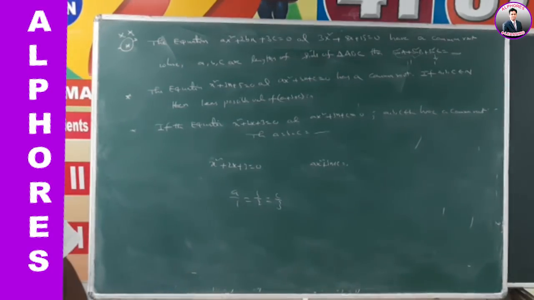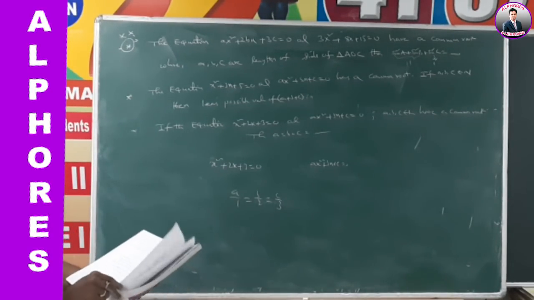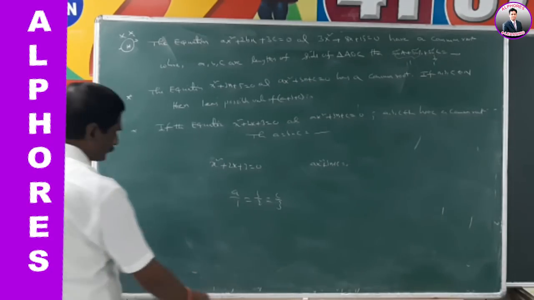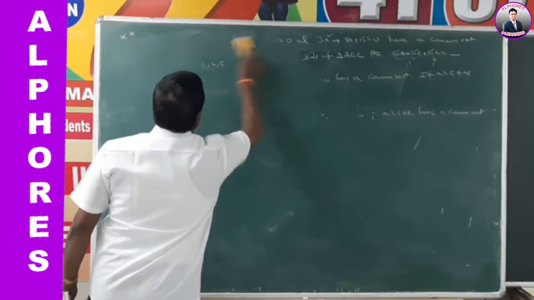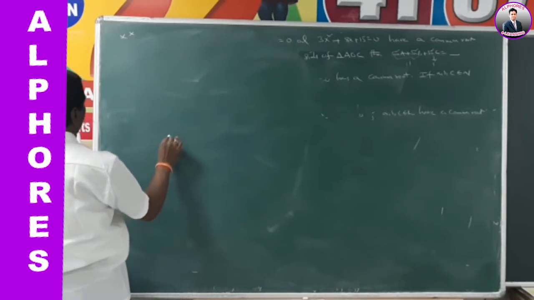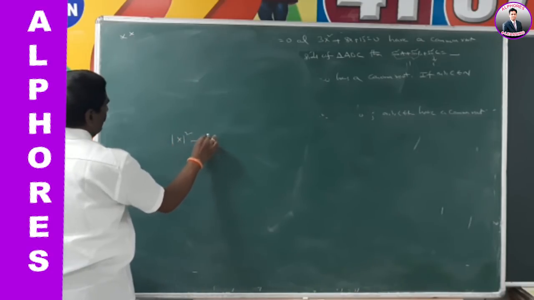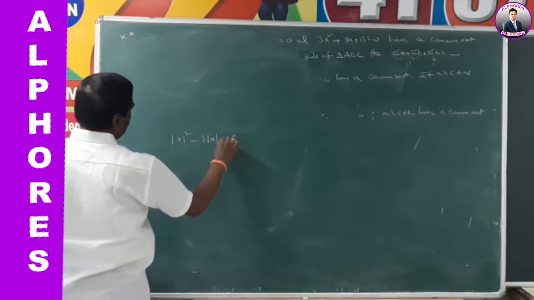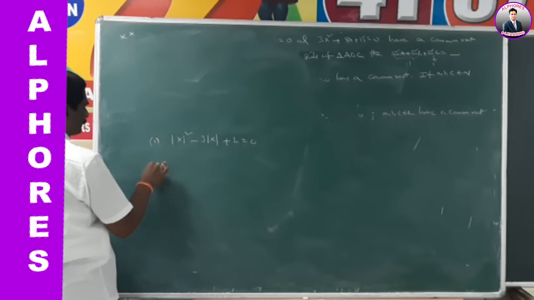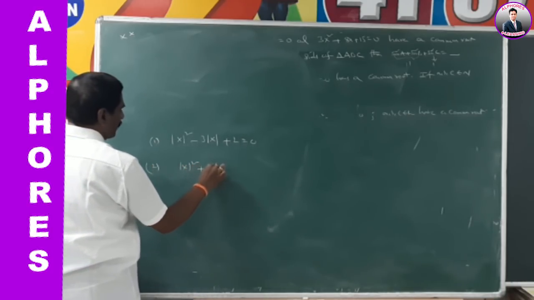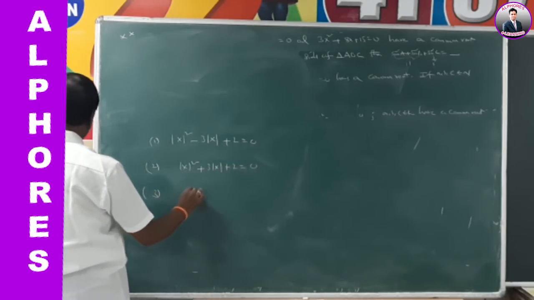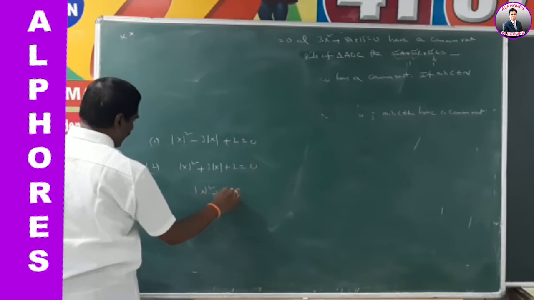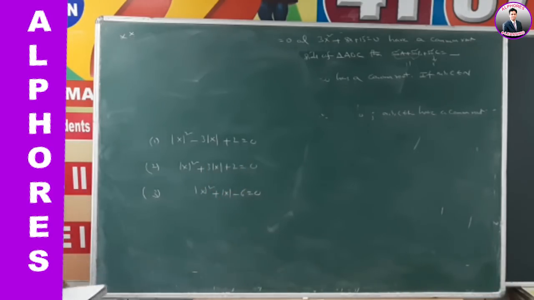Okay. Next. Find the number of solutions of the equation: first, mod x square minus 3 mod x plus 2 is equal to 0. Second, mod x square plus 3 mod x plus 2 is equal to 0. Third, mod x square plus mod x minus 6 is equal to 0. Find the number of solutions of these equations.